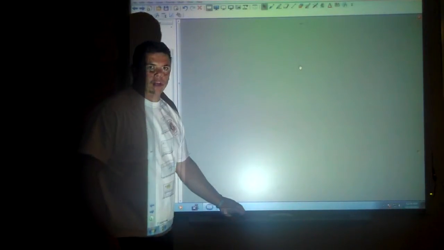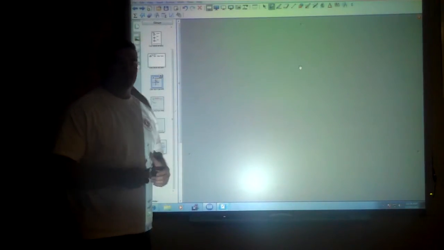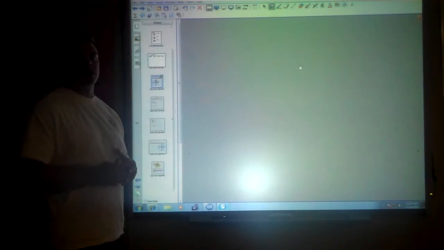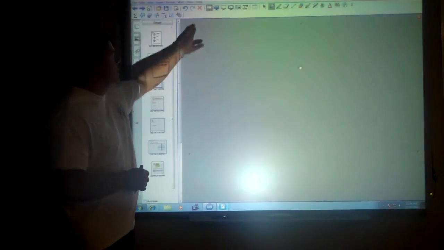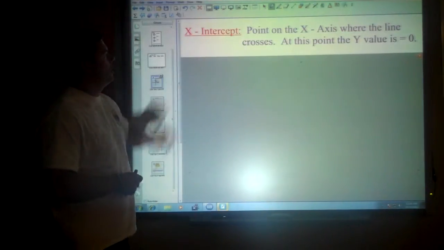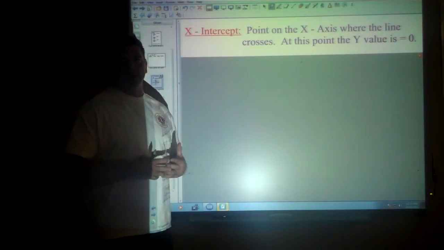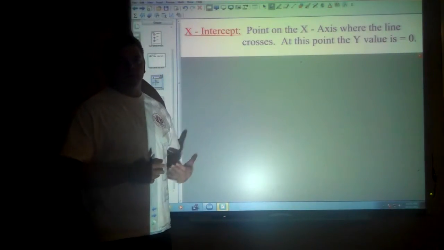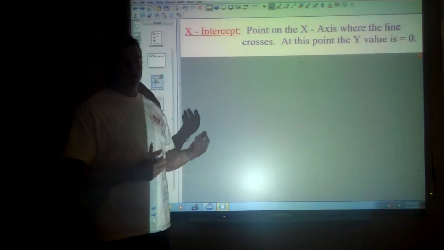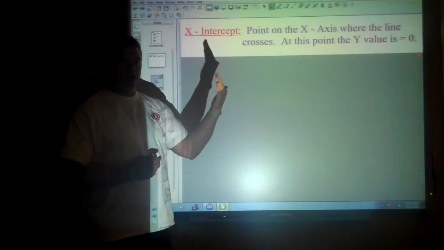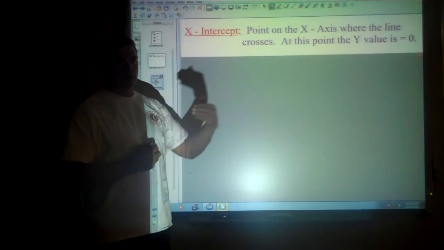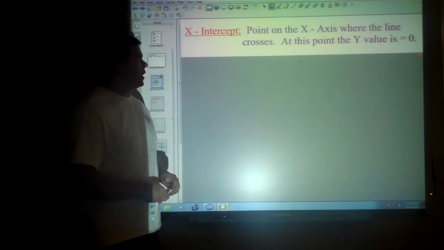Algebra lesson 4-3. We've been dealing with different parts of graphs, and today we're going to look specifically at a couple more pieces of the graphs, one of those being what we call the x-intercept. And just like a quarterback throws a pass to a receiver and the defense intercepts the ball, in other words, the defender crosses the path between the quarterback and the receiver, that's why it's called an interception.